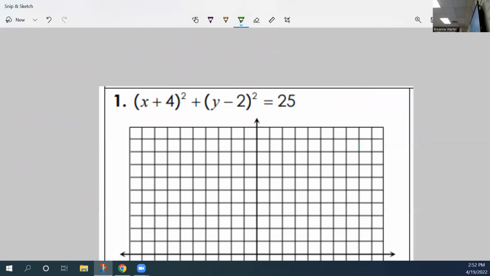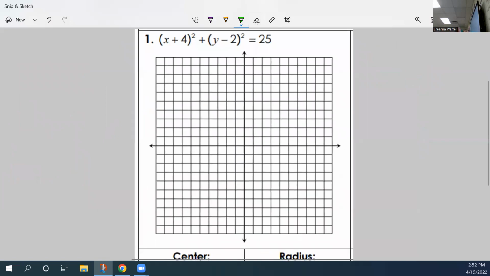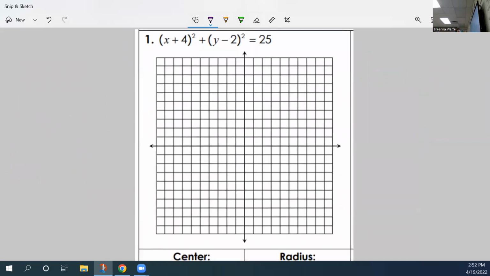All right, and the graphing should be fairly easy. So you start with the center, negative 4: 1, 2, 3, 4, positive 2: 1, 2. So your center should be there. And then your radius is 5. So you just count out 5: right, left, up, and down.